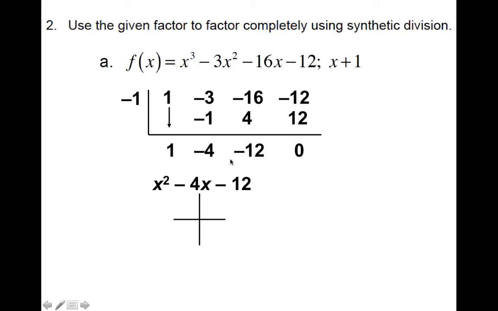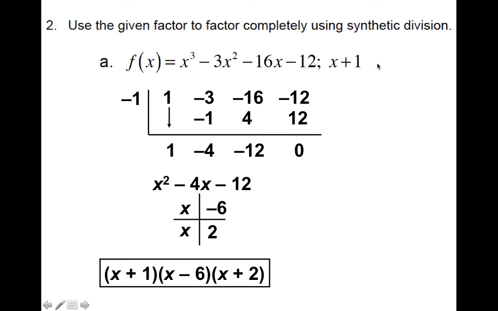Notice we can factor completely by doing a t-chart. So x squared is x and x. Multiplying up to negative 12, we would have a negative 6 and a positive 2. Notice when you cross check, it's negative 6x plus 2x, which does make a negative 4x. Since we have to factor completely, that means we have to list all of the factors. So we have our factor that we synthetically divided by, x plus 1. In the top row, we have x minus 6, and our bottom row, x plus 2. So all three of these are our factors.